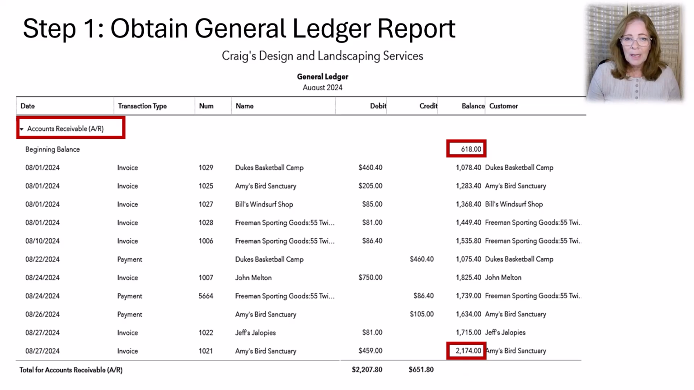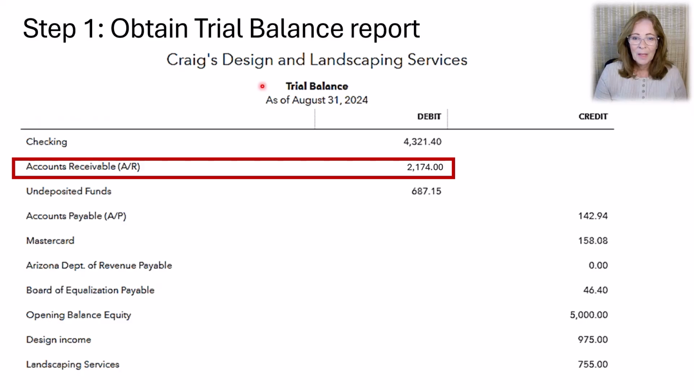And the ending balance is $2,174. It's relatively easy to run a report for the wrong time period, account, or legal entity, so we double check the balance from our general ledger report against the trial balance report for the accounts receivable account. This is the trial balance report for Craig's Design and Landscaping Services as of August 31st. It also shows $2,174 for the accounts receivable AR account.